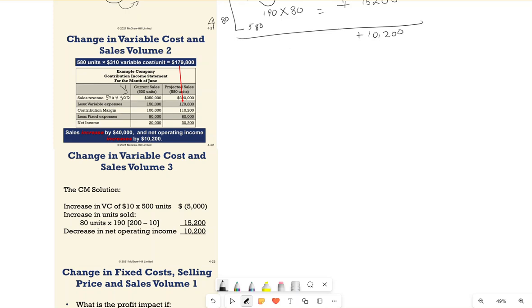So in this case, the original selling price was $200 before, and now the price is $190 times the 580 units we sold, and the variable cost is 500. My fixed cost did not change, so this is 200 times the 500 units. You could work it out the income statement way, or you could do a shortcut, and you'll get the same answer as you got before.